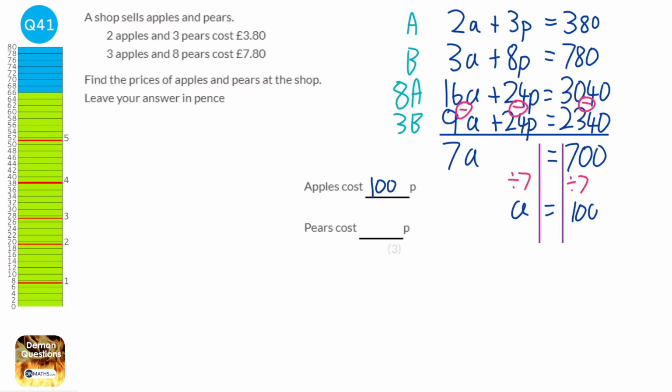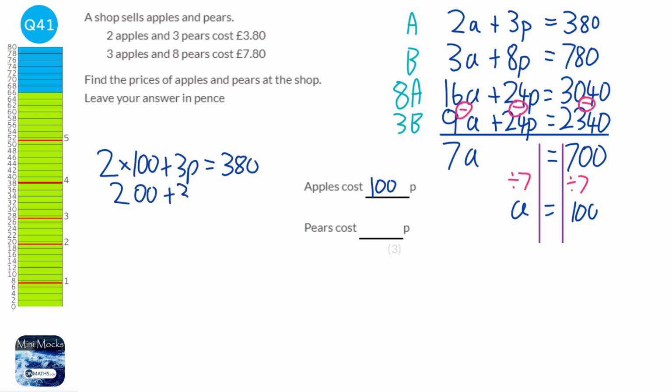We need to work out what pears cost. So I just need to pick one of the equations. I'm just going to pick this top one here, and I'm going to write it out. But instead of A, we know that A is £1, or 100 pence. So plus 3p equals 380. So that's going to be 200 plus 3p is 380. And then again, I'm just going to draw my lines down.